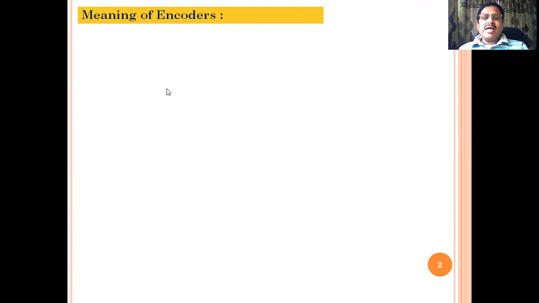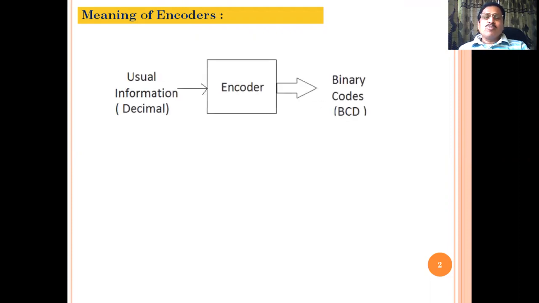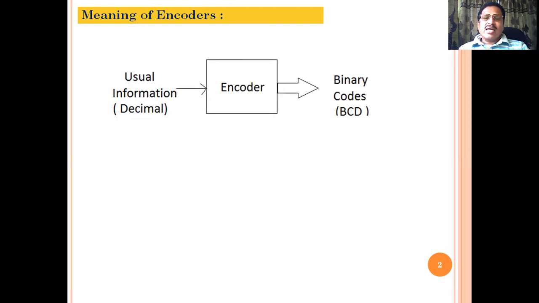What do you mean by an encoder type of logic circuit? You'll find a question always being asked on this. What are encoders, or what is an encoder? In that case, you must be able to answer the question this way. A logic circuit which has at the input the usual type of information, the information that we understand, such as decimal information, or maybe any other form of text or audio information, and converts this information into binary codes.